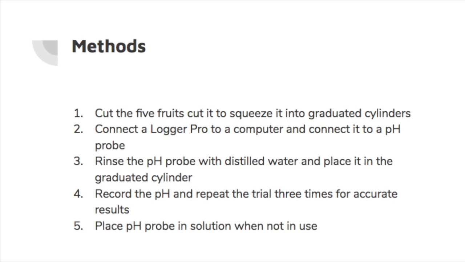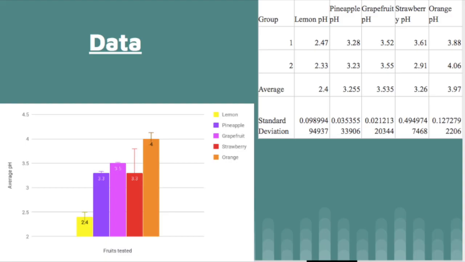seconds. Step 4 is to record the pH of the fruit and repeat the trial 3 times in order to make sure that the results are accurate. And the 5th step is to place the pH probe back into the solution when it is not being used. The objective of our experiment was to identify the difference of acidity in a variety of household fruits. You can see through this table here and the graph our data over the 2 lab days that we recorded our data.